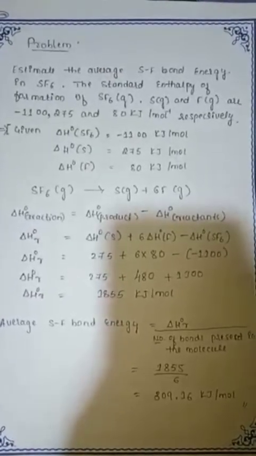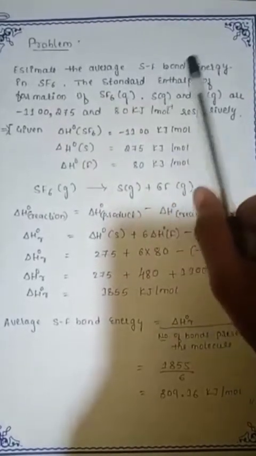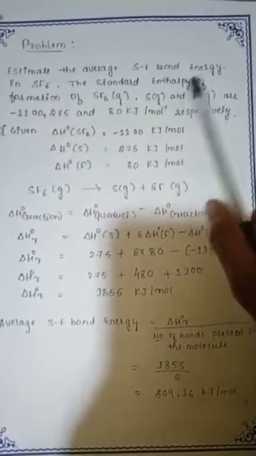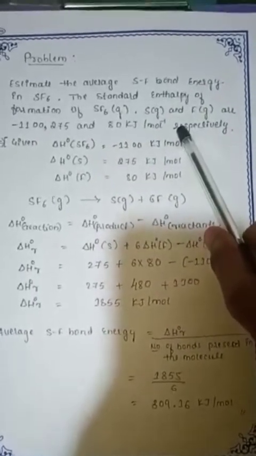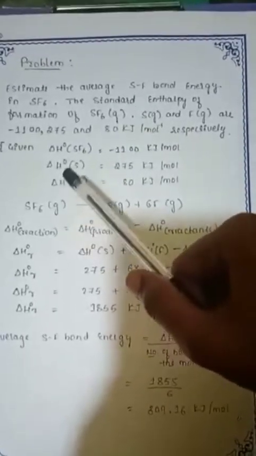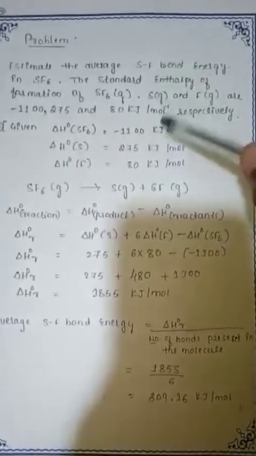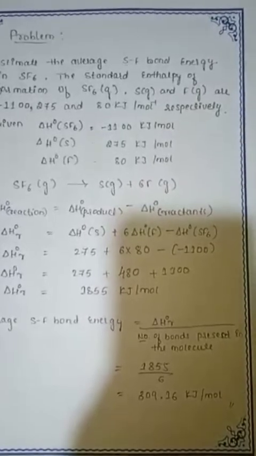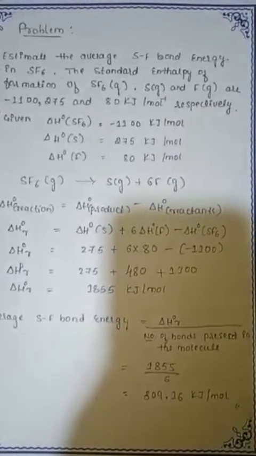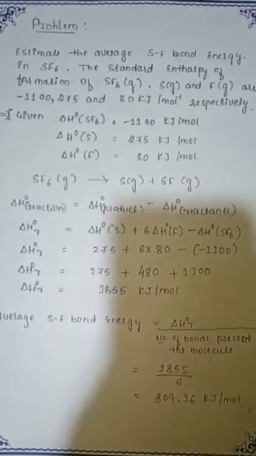Now here is a problem on bond energy. The problem is like this: estimate the average S-F bond energy in SF6. The standard enthalpy of formation of SF6 gas, and the atomization enthalpies of sulfur gas and fluorine gas, are minus 1100, 275 and 80 kilojoule per mole respectively. The given data are: the standard enthalpy of SF6 equals minus 1100 kilojoule per mole, the atomization enthalpy of sulfur equals 275 kilojoule per mole, and the atomization enthalpy of fluorine equals 80 kilojoule per mole.